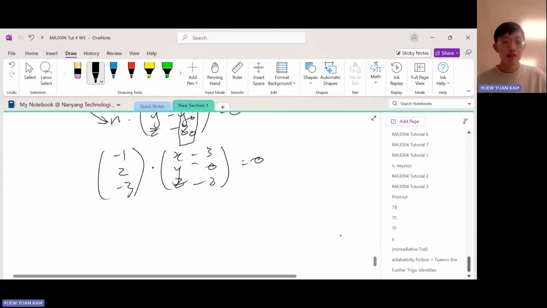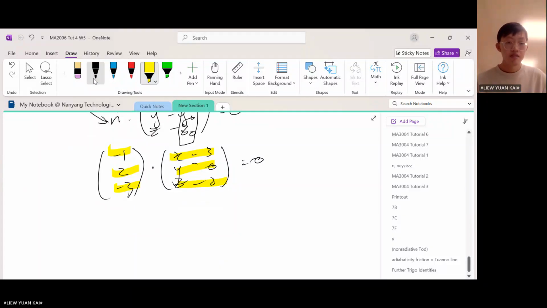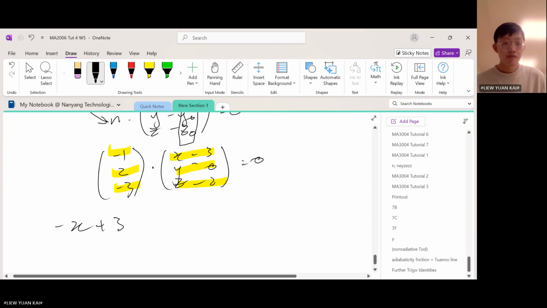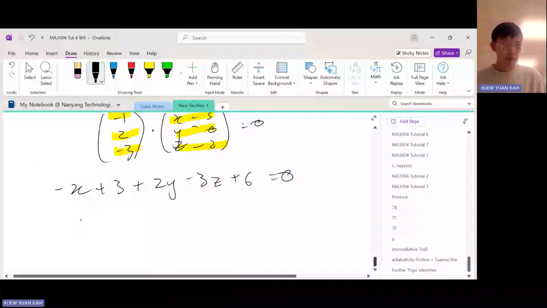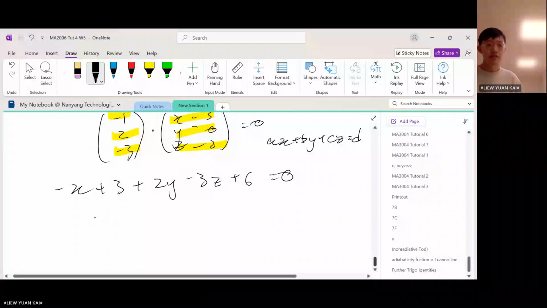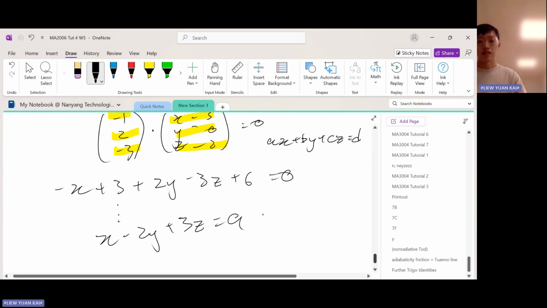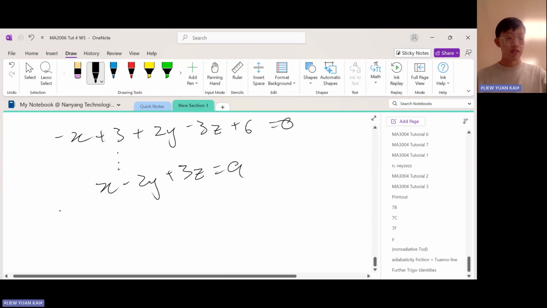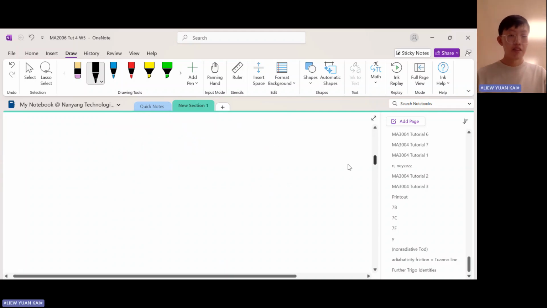To find the dot product, you multiply corresponding entries. This times this, plus this times this, plus this times this. So if you do that, I'm going to straight away do it. Then I'm going to put them in the form of ax plus by plus cz is equal to d, where d is a constant. If you do that, you'll get x minus 2y plus 3z is equal to 9. So that's our second question done. Sorry, we still have b.